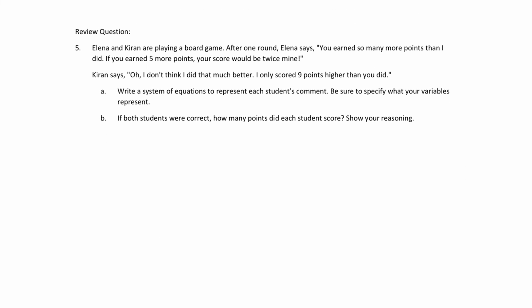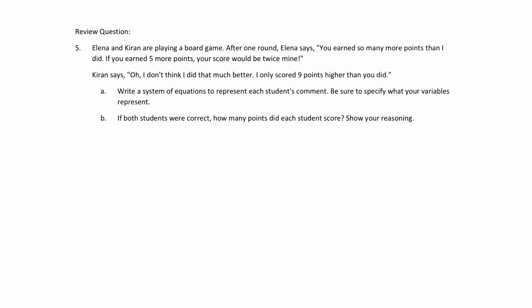All right. This is a review question. Number 5 is having you practice making the system of equations. After one round, Elena says, you earned so many more points than I did. If you earned 5 more points, your score would be twice mine. Kieran says, oh, I don't think I did that much better. I only scored 9 points higher than you did. Write a system of equations to represent each student's comment. Be sure to specify what your variables represent.